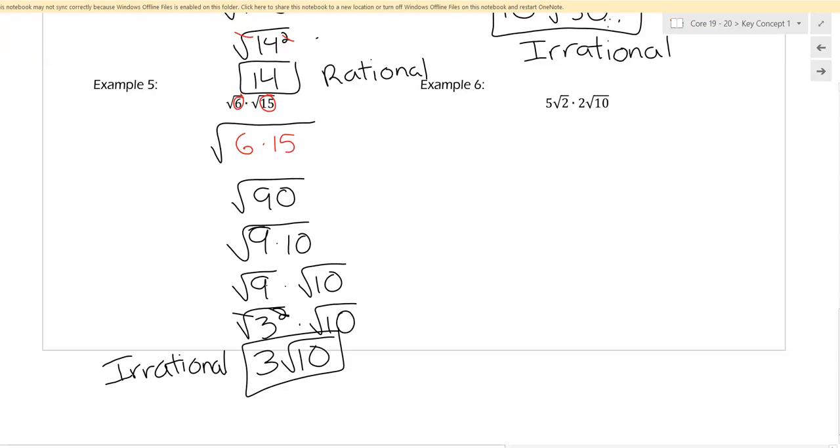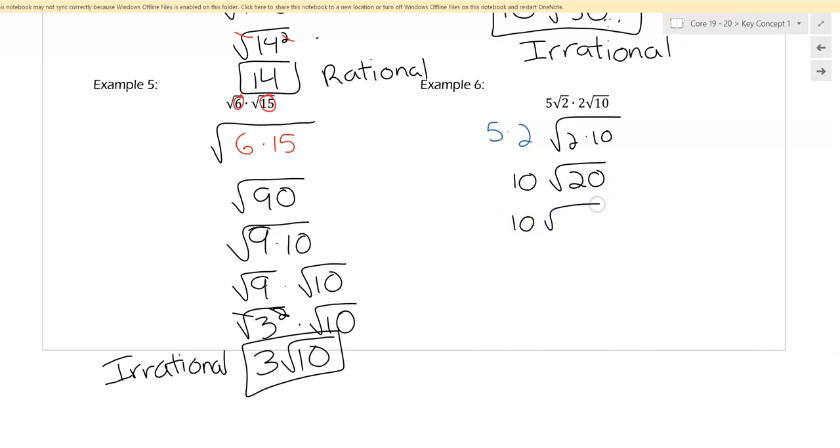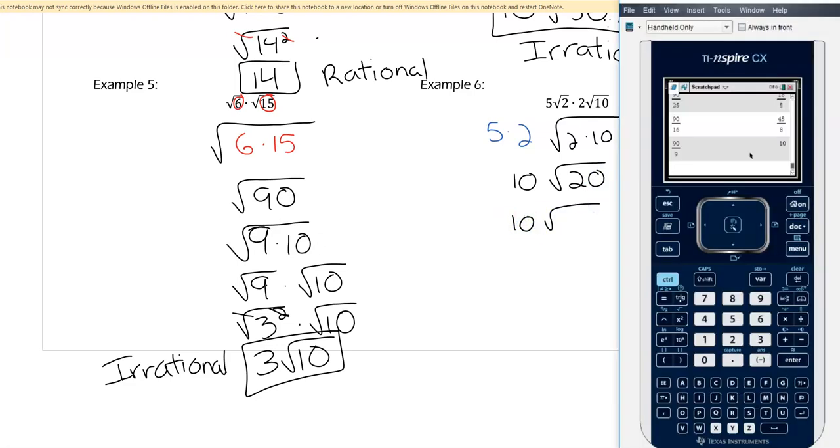Next one, same type of thing. Multiplying the outside, we have 5 times 2. Multiplying the inside, we have 2 times 10. 5 times 2 is 10. 2 times 10 is 20. I'm just going to break down the 10, but I want to see if I can break down that 20.